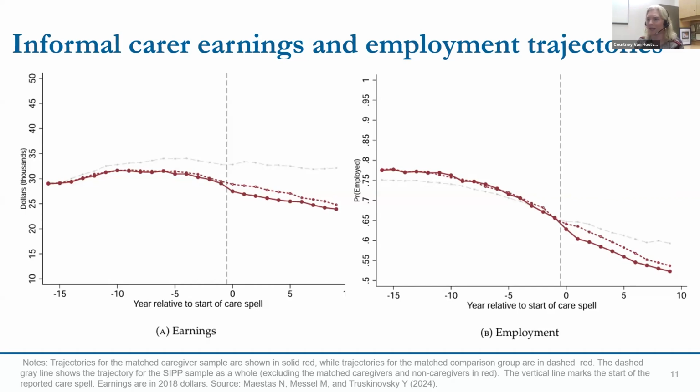And they are able to look out up to 10 years to understand what the long-term impacts are of taking on that caregiving spell. And what they find is that caregivers remained below the comparison group in earnings by about $2,000 for at least the next 9 years. And they never returned to match the comparison group in the observable period, so up to 10 years.